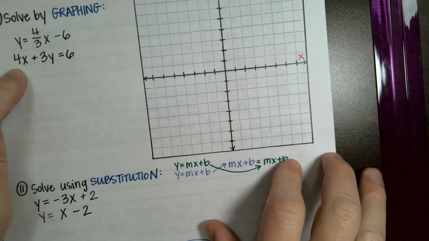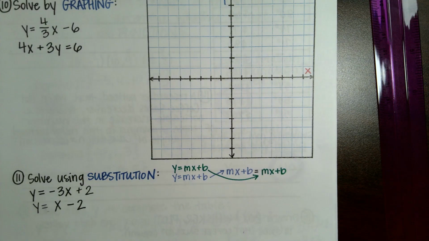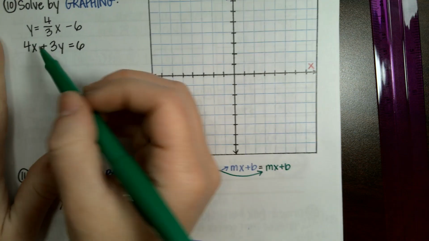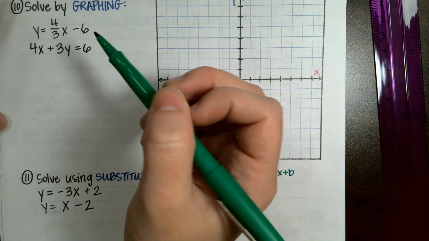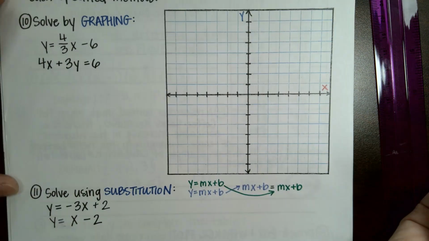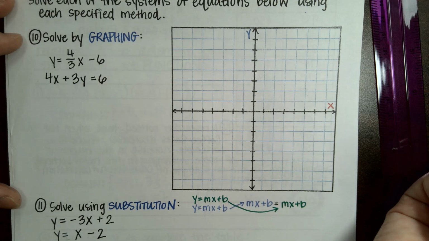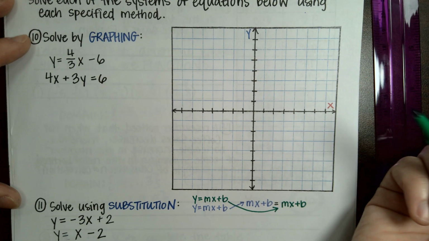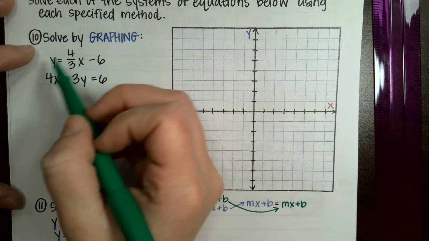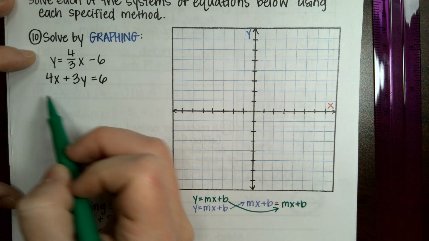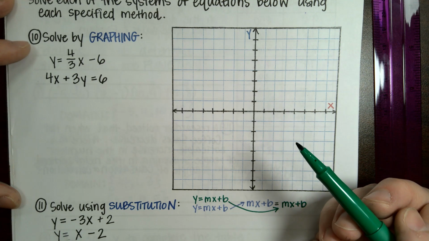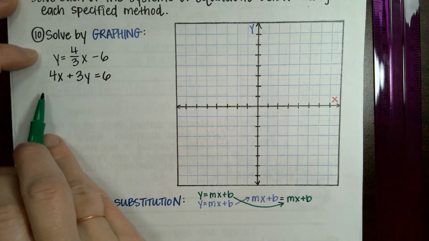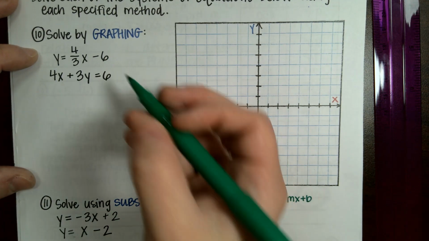Okay, so let's go ahead and do this by graphing first. So I've got y equals 4 over 3x minus 6, and then I have 4x plus 3y equals 6. What should I do here? You could either convert the second equation, or you start graphing the first one. Yeah, absolutely. You could do either way. What do you guys want to do? You want to convert first, or just go ahead and graph? Let's convert first. So what form is my second equation in? Standard. Good, it's in standard form.